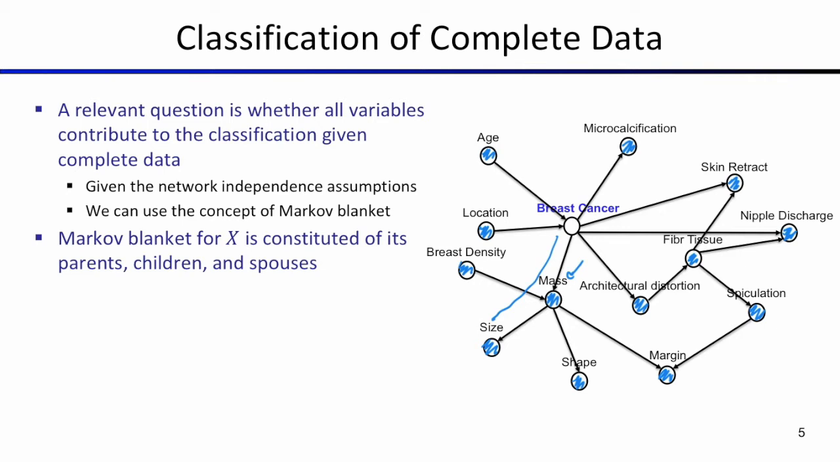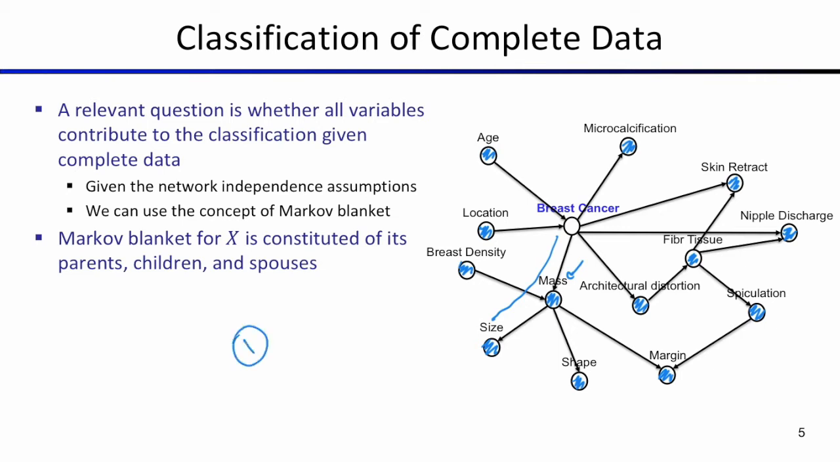So size will not be able to influence the breast cancer because of the mass. So we have this feeling that possibly some nodes will be independent of breast cancer, our class attribute, given other nodes that were observed. So it's important to understand which are the variables that will influence the classification and which are the variables that will not influence the classification. And the central concept for us to understand this is called the Markov blanket.